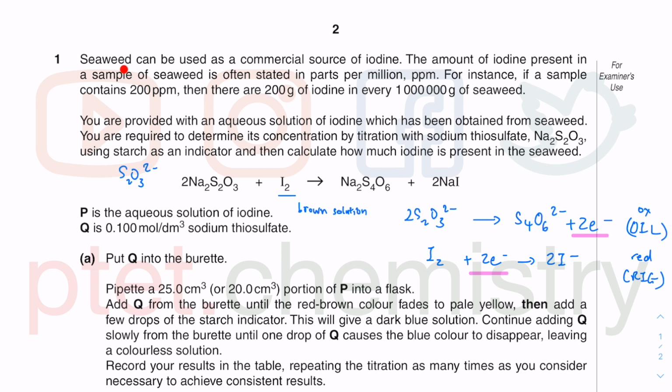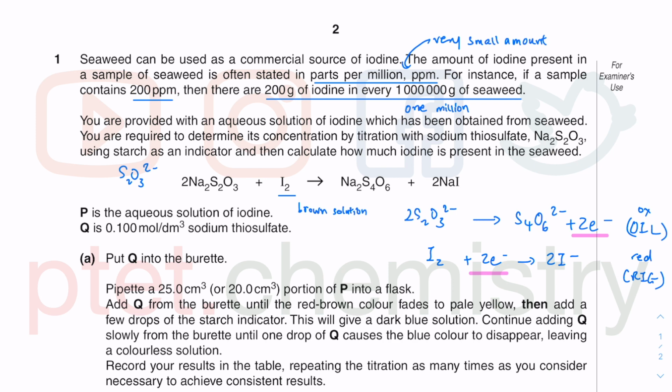So what we have in this question is that we have seaweed, which you can get in your sushi or your kimbap wrapping. It's basically a commercial source of iodine. How much iodine is present in it can be stated in parts per million. Usually when we talk about parts per million, this is a very, very small amount. If a sample contains 200 ppm, that means there's 200 grams in 1 million grams of seaweed. So 200 out of 1 million, 200 parts per million.